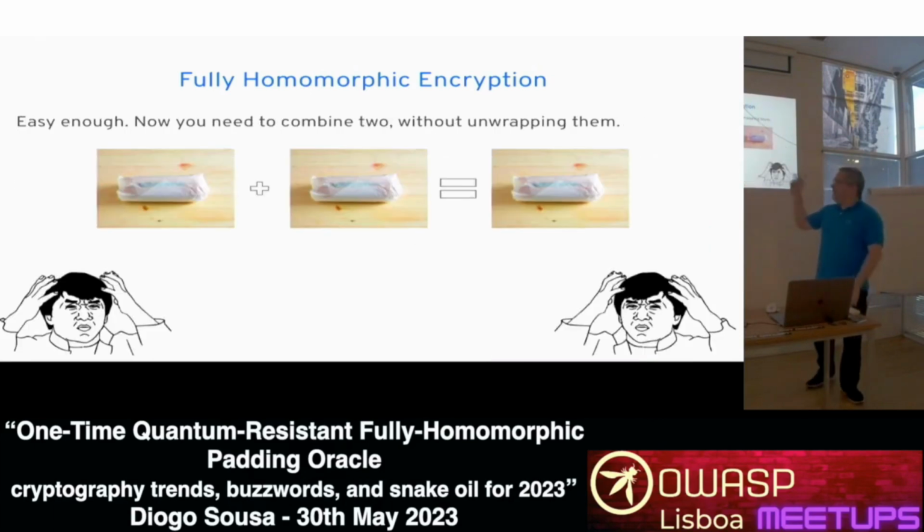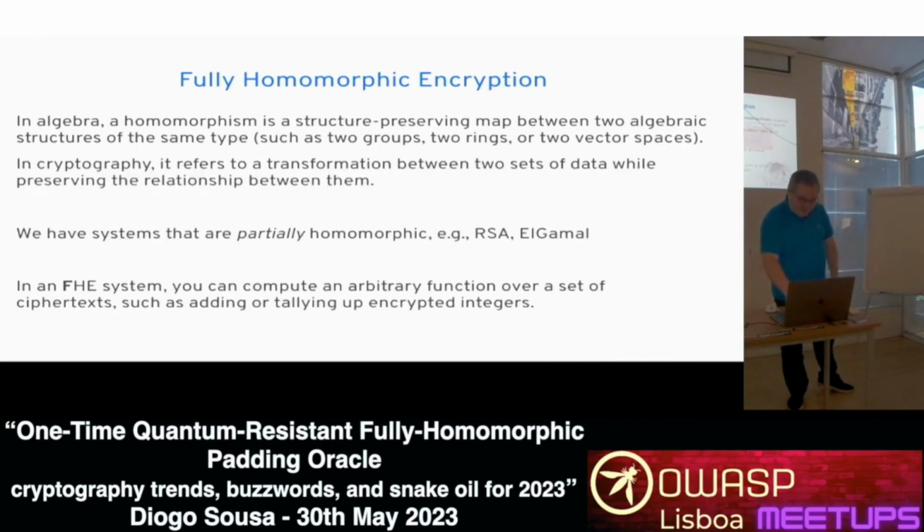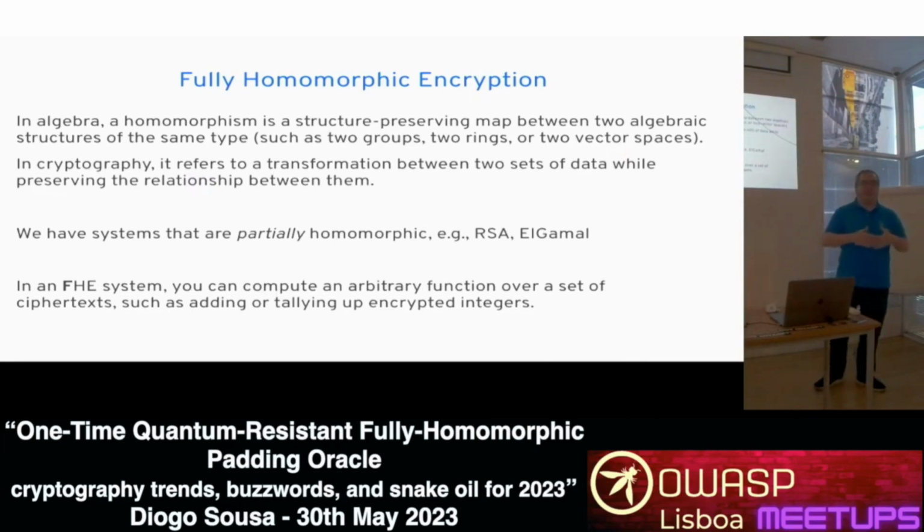Okay, now here is the hard part. I need you to combine 2 sandwiches without unwrapping them. Do you think you can do that? Can you combine a meat sandwich and a vegetarian sandwich without unwrapping them? It's a bit more tricky, right? Why am I giving this example? Well, because fully-homomorphic encryption deals with these kinds of issues in ciphertext.